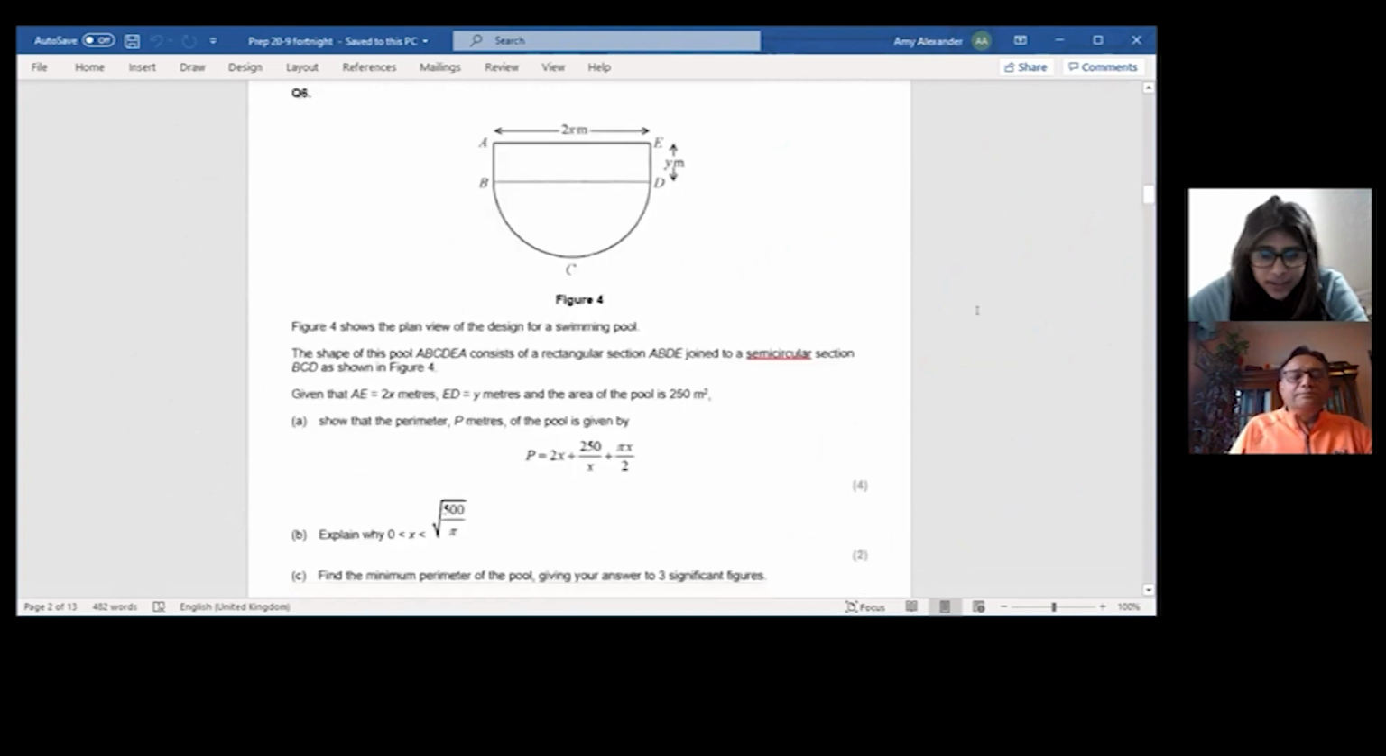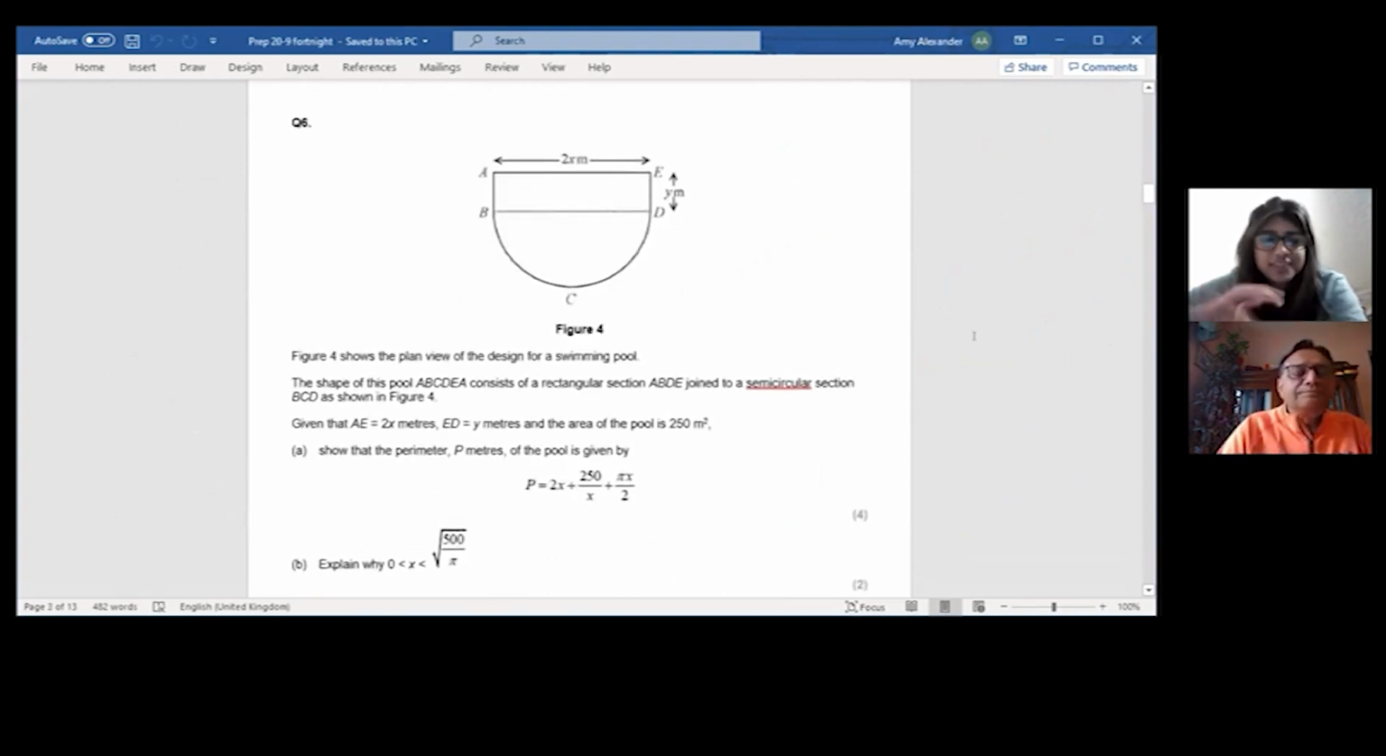Okay, there's this one. Figure 4 shows the plan view of the design for a swimming pool. The shape of this pool, ABCDEA, consists of a rectangular section ABDE joined to a semicircular section BCD as shown in figure 4. Given that AE is 2x meters and ED is y meters, and the area of the pool is 250 meters squared, part A, show that the perimeter P meters of the pool is given by P equals 2x plus 250 over x plus pi x over 2.